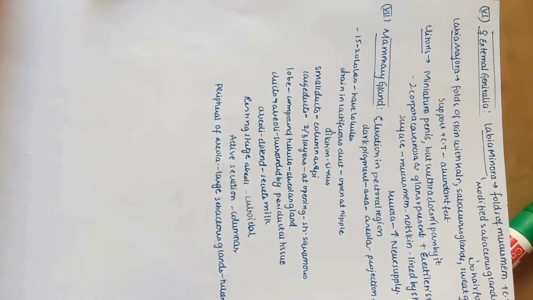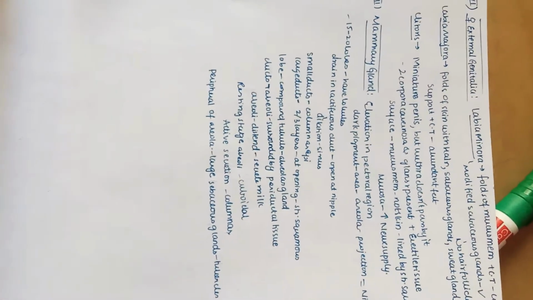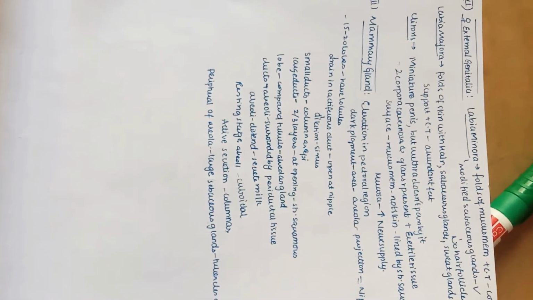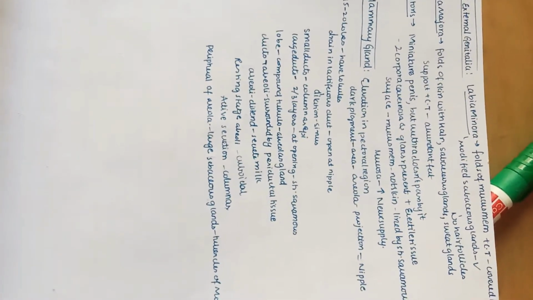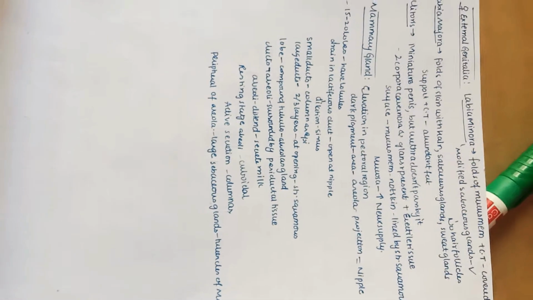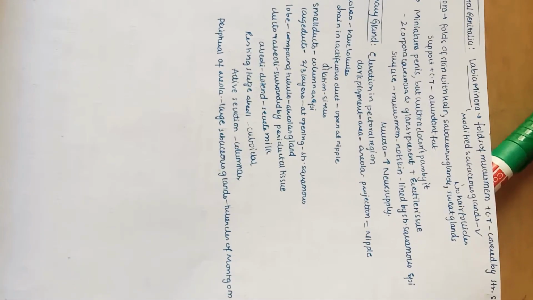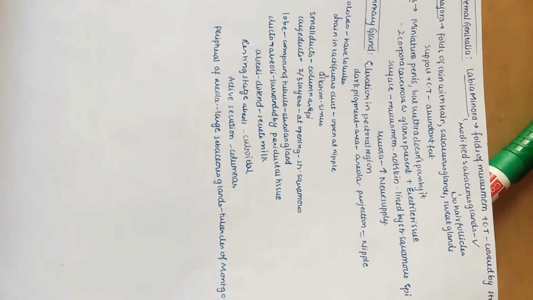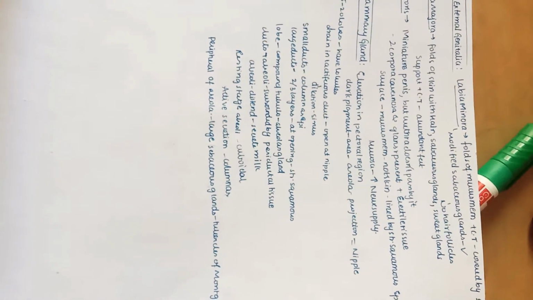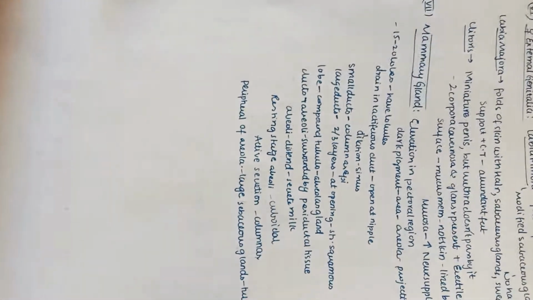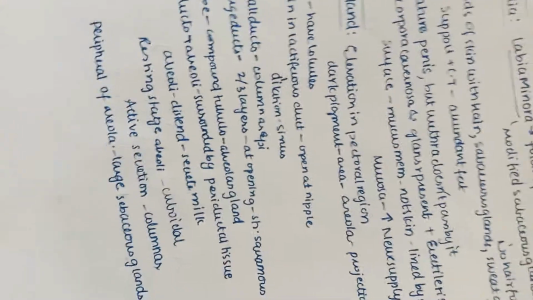Clitoris is also known as a miniature penis, but the urethra doesn't pass through it. Two corpora cavernosa and glans are present with erectile tissue. The surface is mucous membrane, not skin, and it is lined by stratified squamous epithelium. The mucosa has a large amount of nerve supply. So the last part is our mammary gland.